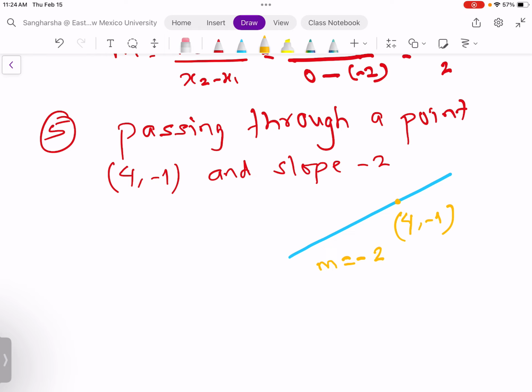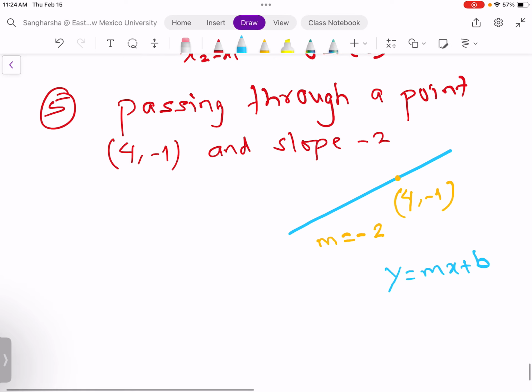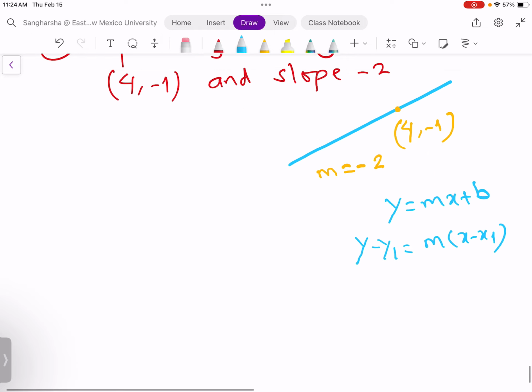Every time you are looking for the equation of a line, we have two forms that you're going to use: slope intercept form, and point slope form. You have two options every time. The first option is y equals mx plus b. This is our slope intercept form. And the second one is point slope form, which is y minus y1 equals m times x minus x1. These are the two options that we're going to use here.